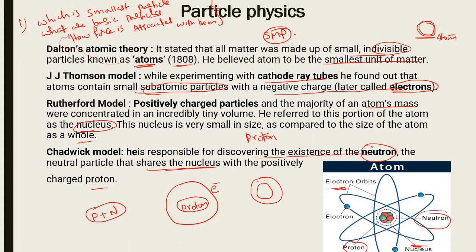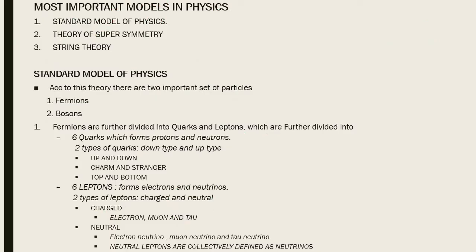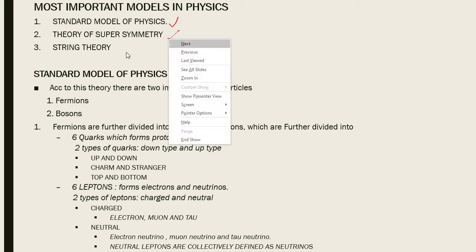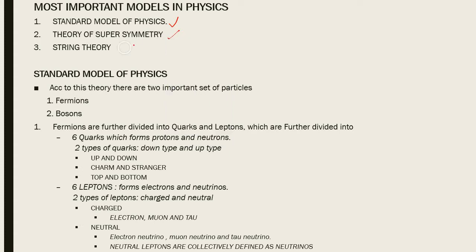which is called the standard model of physics, and this theory till date is the most accurate theory, and it could predict almost all the scientific events till date. Okay, so let's go into different models of particle physics. There are three models in particle physics. First one is the standard model of physics, second one is the theory of supersymmetry, and third one is string theory. We will discuss each and every theory in detail.